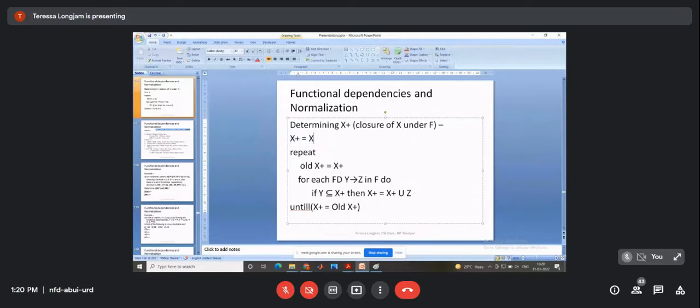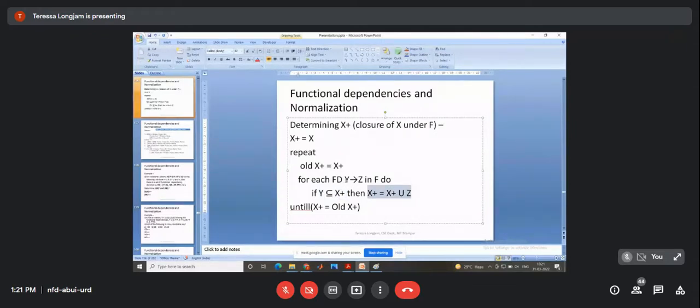After that, we will perform a loop, and inside the loop, we set old X plus to be X plus. And then for each functional dependency Y determine Z in F, we check whether Y is a subset of X plus or not. If Y is a subset of X plus, then X plus becomes X plus union Z.